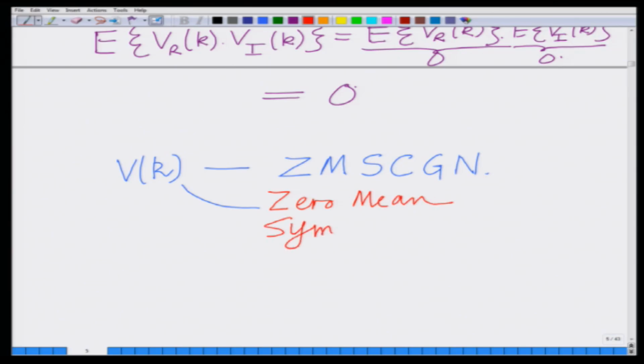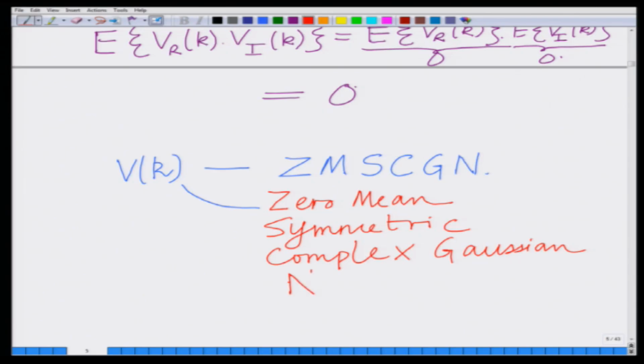symmetric. Each of these words has a meaning: complex, Gaussian. This is an important property of complex noise, that is Vk is known as symmetric zero mean complex Gaussian noise.